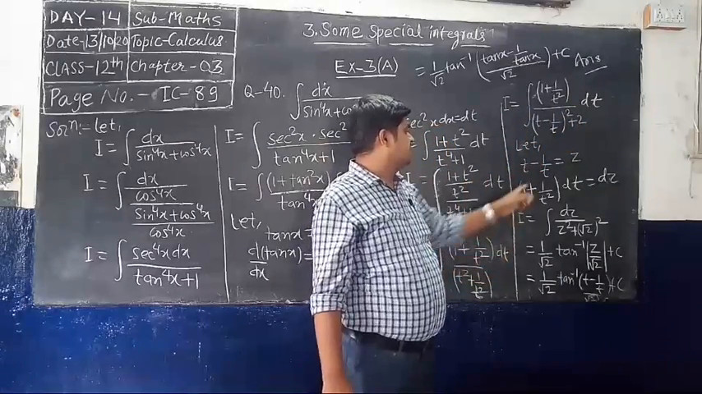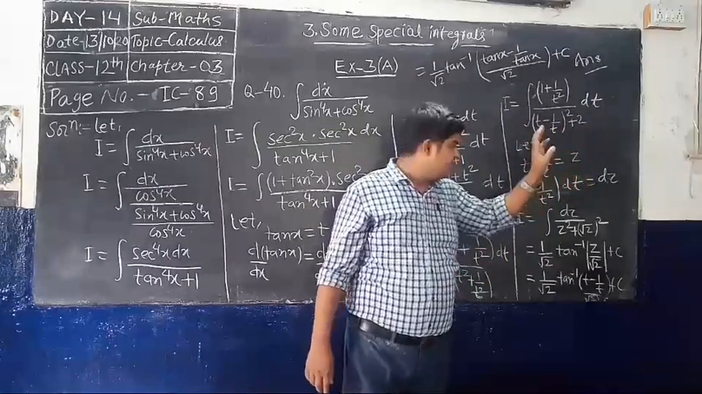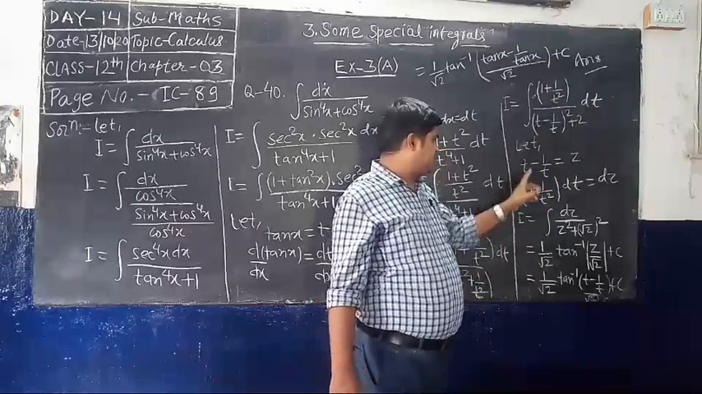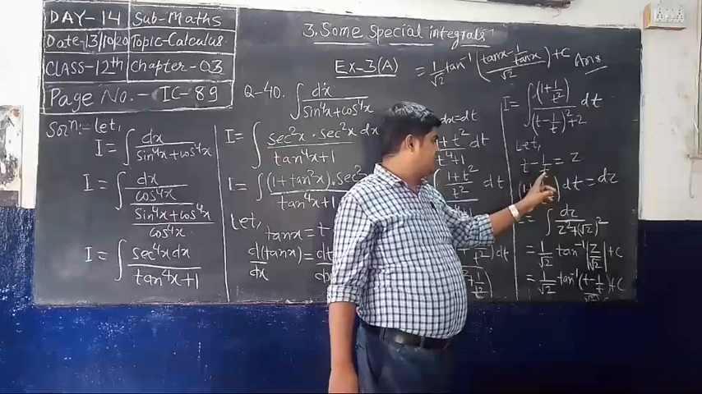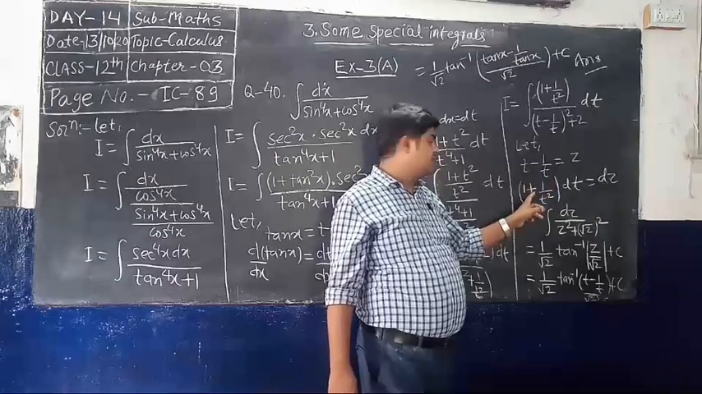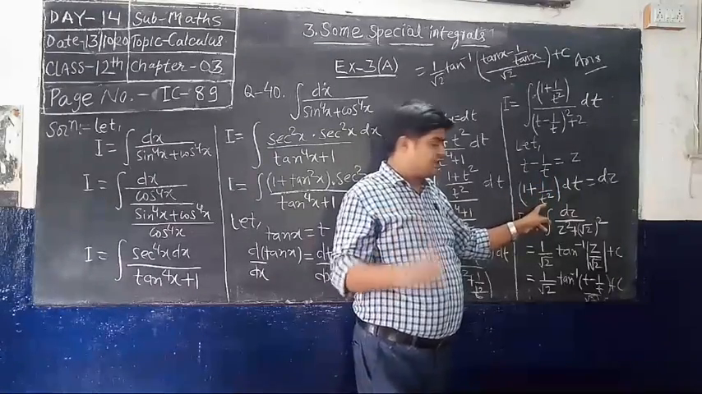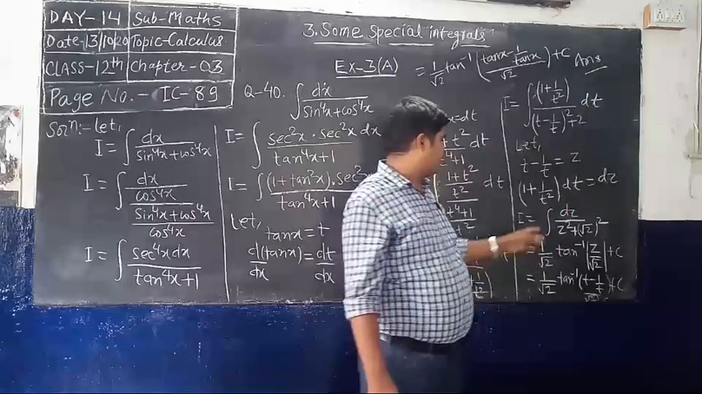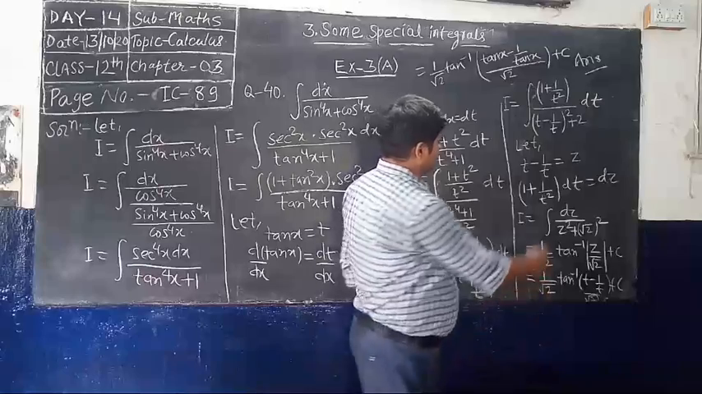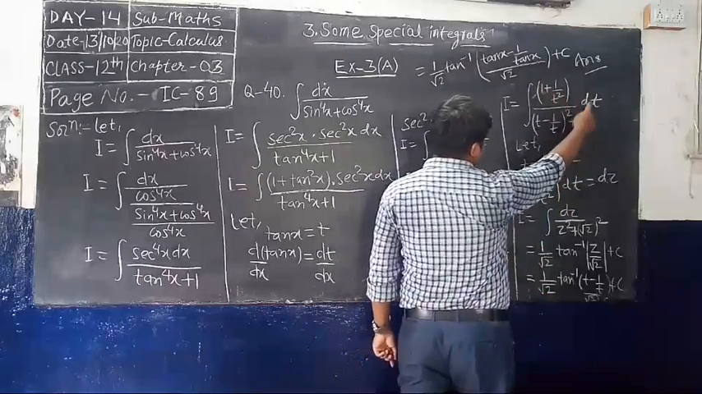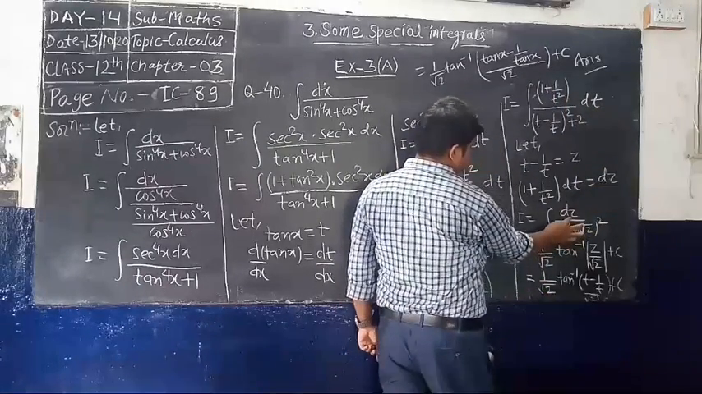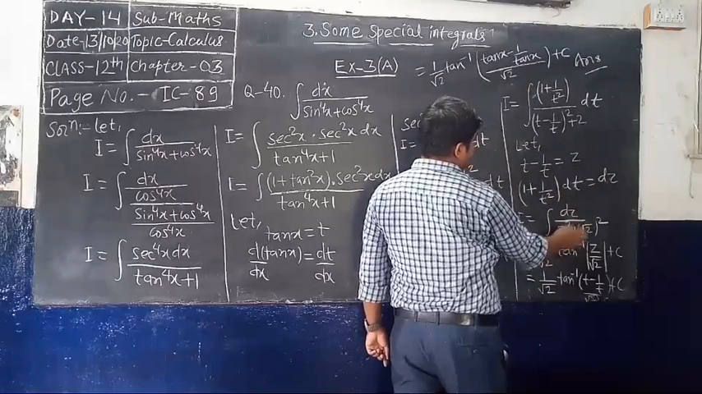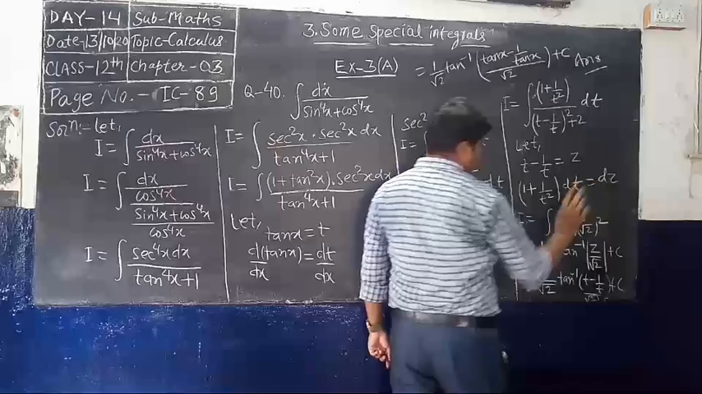Now let us assume t minus 1 by t is equal to z, and you will find the first derivative of this term: dt by dt becomes 1, and the derivative of minus 1 by t becomes plus 1 by t square. You have studied this in class 11. So (1 plus 1 by t square) dt is equal to dz. Now put the values in this equation: dz by z square plus root 2 whole square, where t minus 1 by t is equal to z.